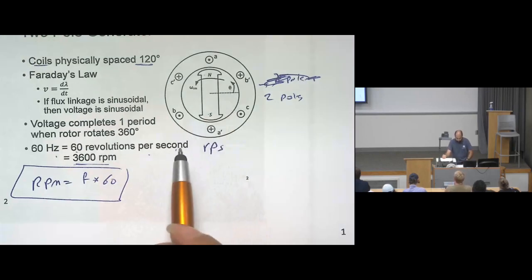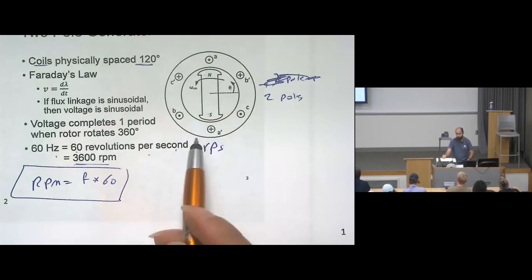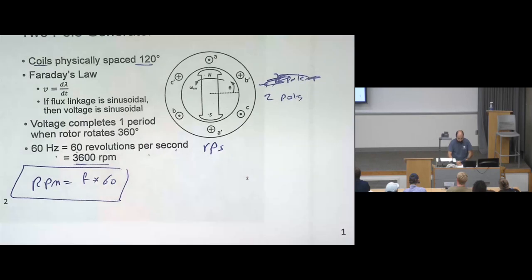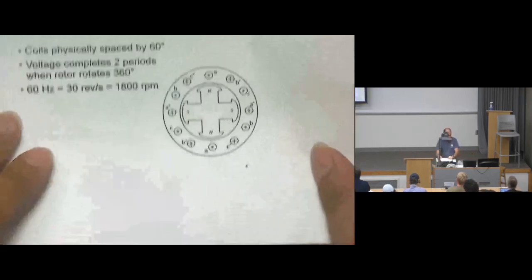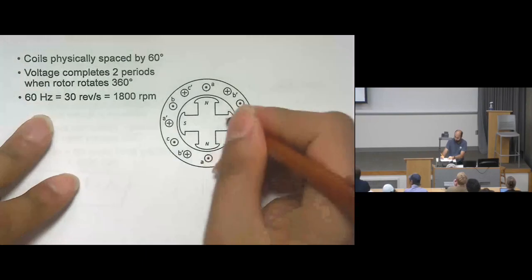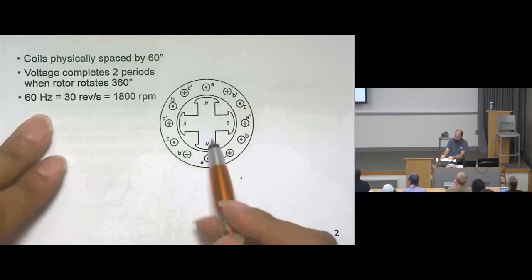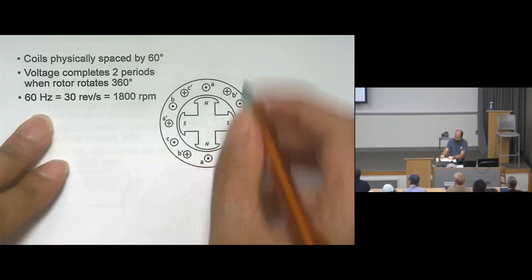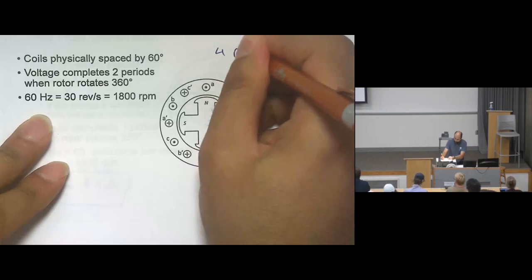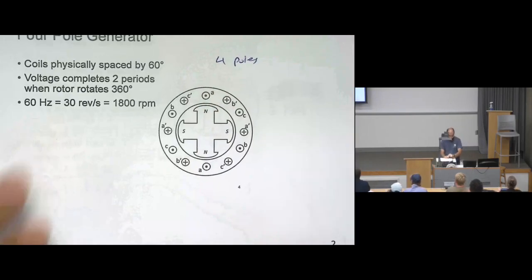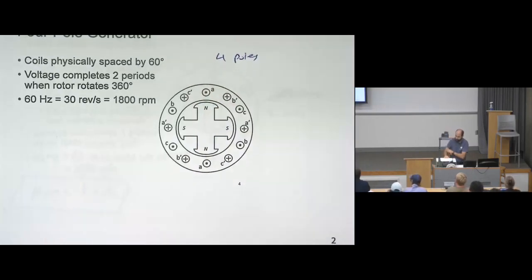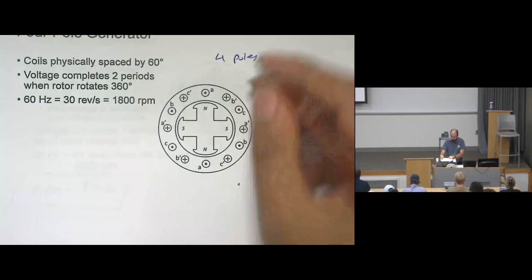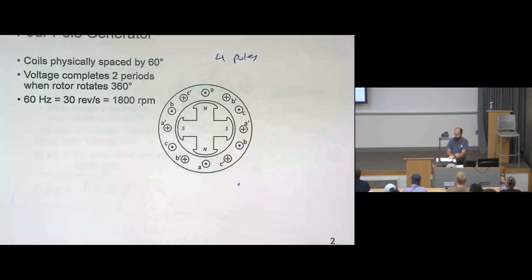Is there any way to have multiple magnets, or more than one magnet? Yes. This one, we have two magnets. How many poles? 1, 2, 3, 4. We have 4 poles. So in this case, what's happening here? Well, since we have 4 poles, we have 2 north and 2 south.